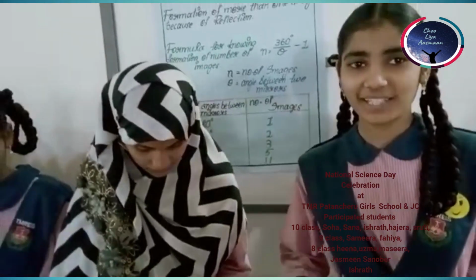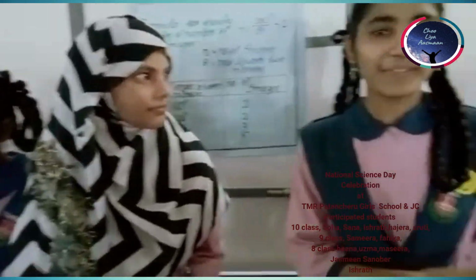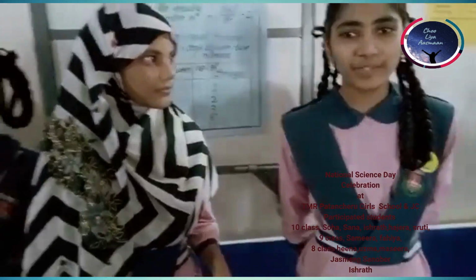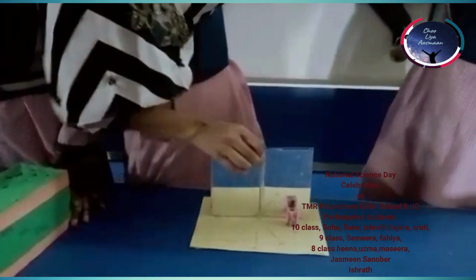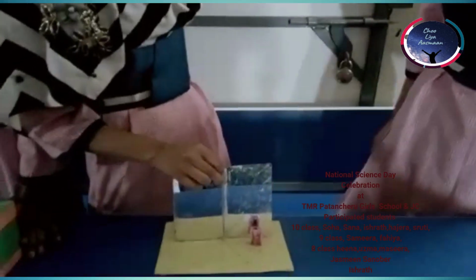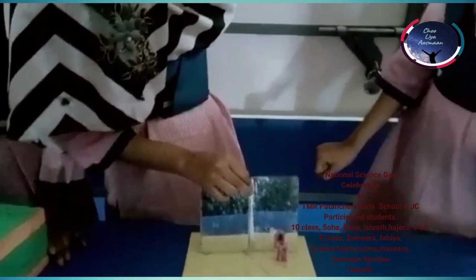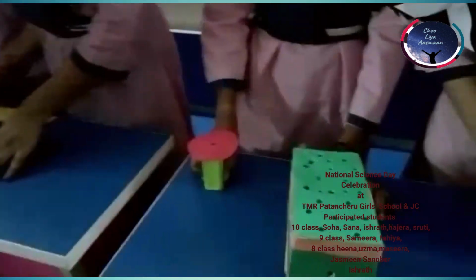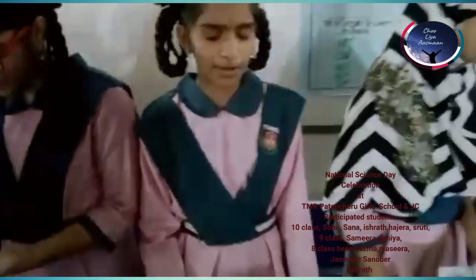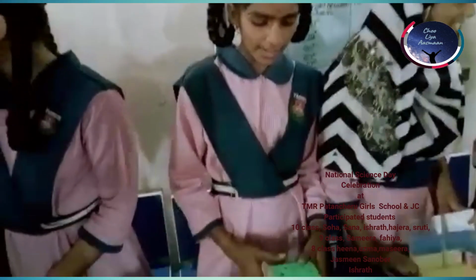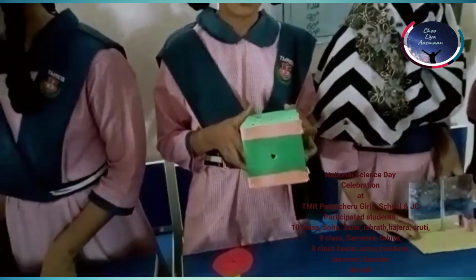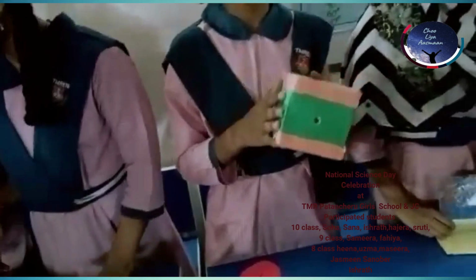Applied one formula, that is n is equal to 360 by theta minus 1. N is equal to the number of images, theta is equal to the angle between two mirrors. It is also applicable for the example of multiple reflections, by reflecting to form the images.